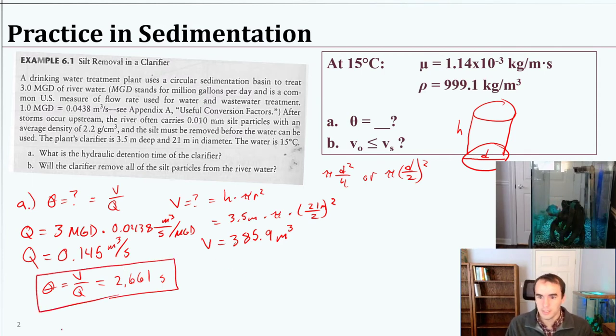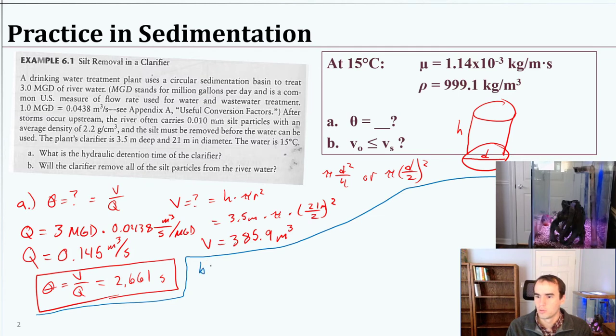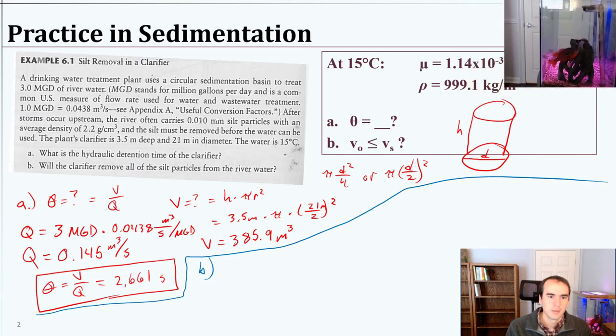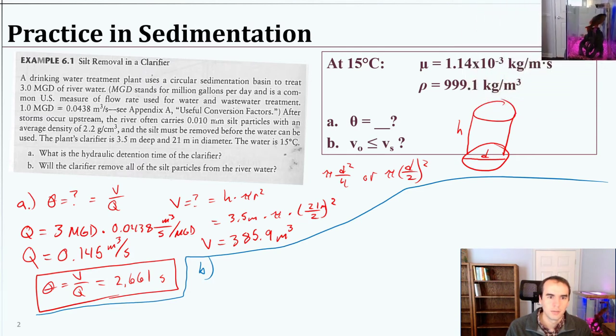So then part B, go ahead and make some space. Part B here, we're going to need some of the other pieces. Move the fish out of the way. All right, part B, we want to know, will the clarifier remove all the silt particles? We need to make use of this V0 versus VS. So that means we need to know something about V0, and we need to know something about VS.